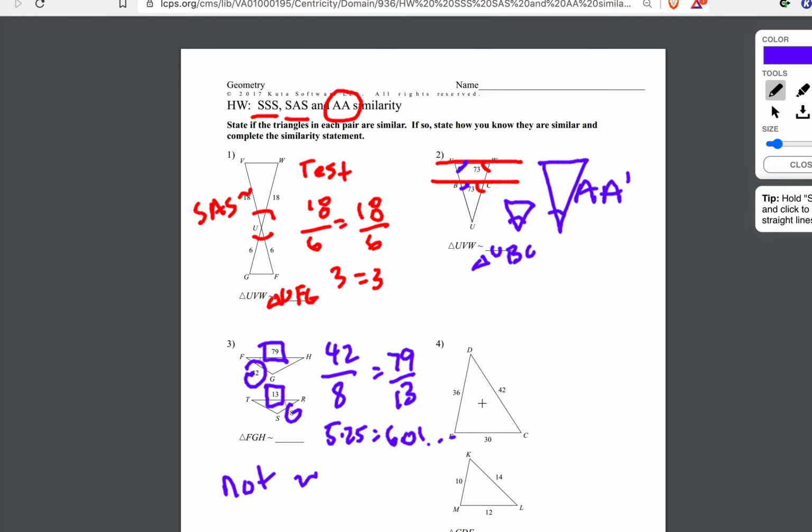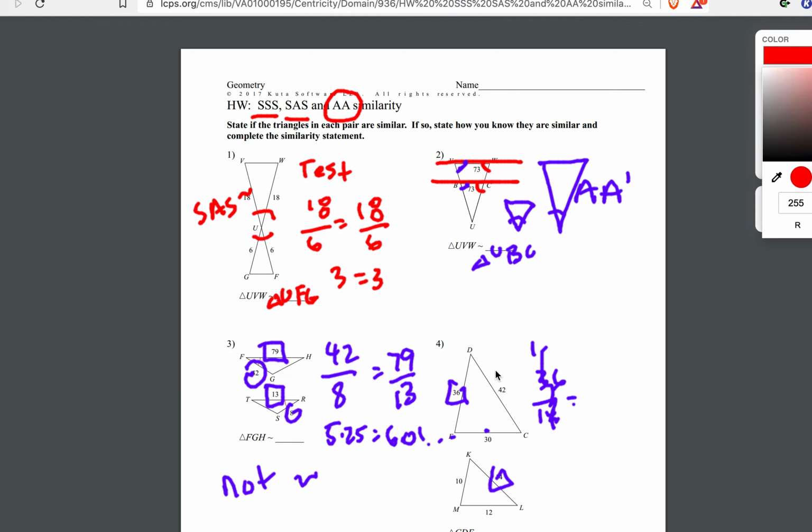So the fourth one, it looks like side, side, side. There's three sides, I'm sorry. So I want to match the biggest one here and see if they are going to have the same ratio. 36 over 14. The smallest one is, that wasn't the biggest one. My mistake. The biggest one is 42. So the biggest, 42, will go with 14.